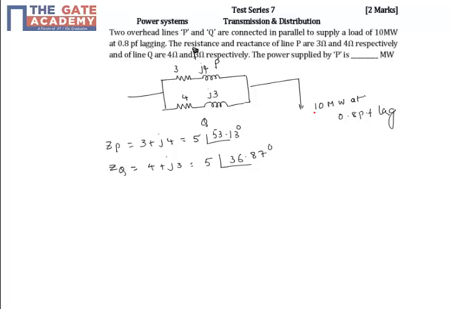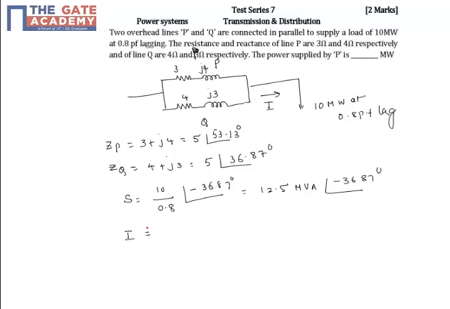So this is the real power P. What about S? S is nothing but 10 by 0.8 at an angle of minus 36.87 degrees. So this is equal to 12.5 MVA at an angle of minus 36.87. What about the current? This is the total current I. The total current I is nothing but S by V.